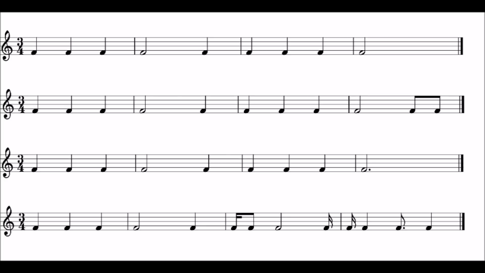The answer is the third example. Now, what is wrong with the other 3 examples? First of all, have a look at the first example. In the first example, there are not enough beats in the last bar. The time signature is 3/4 time, but the last bar only contains a minim, which is just 2 beats.